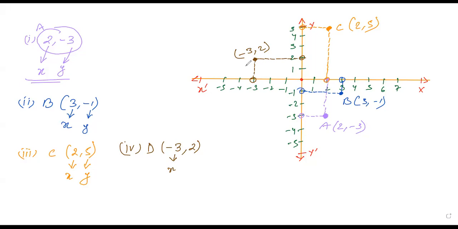Okay, so this is the condition for D. This is the point for D. So like this you can go. Is it okay? Are you all getting this, everyone?